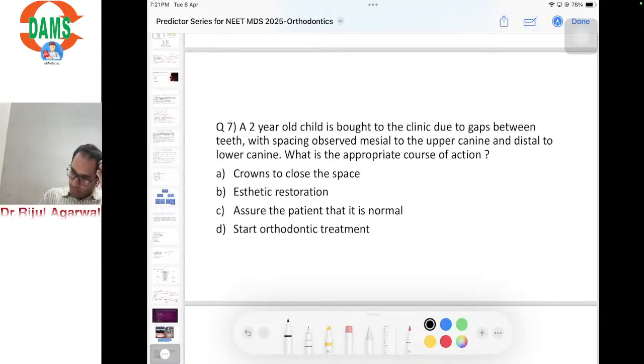Okay, next question. A 2-year-old child is brought to the clinic due to gaps between the teeth, with spacing observed mesial to the upper canine and distal to the lower canine. What is the appropriate course of action?